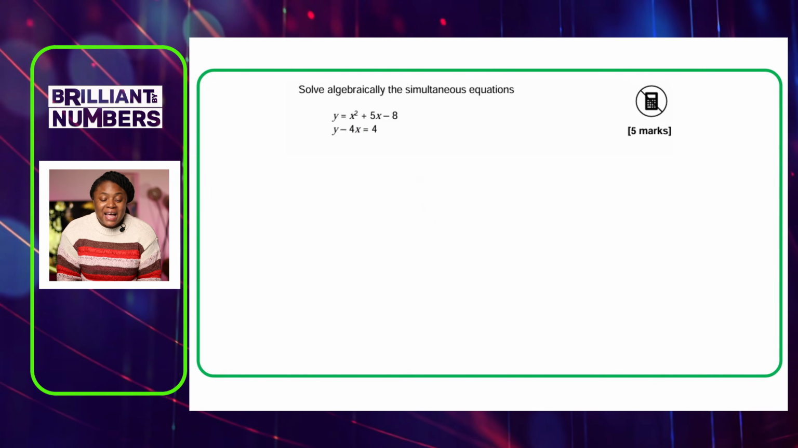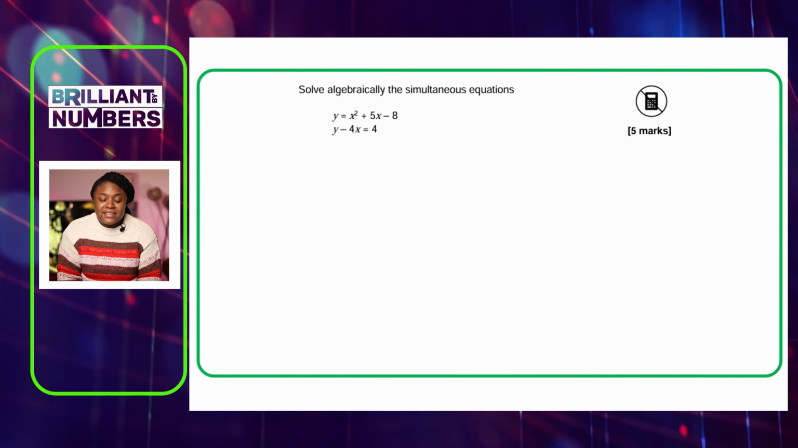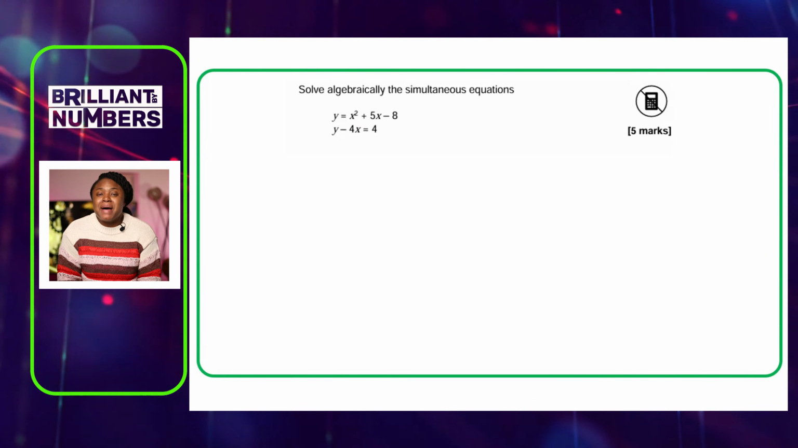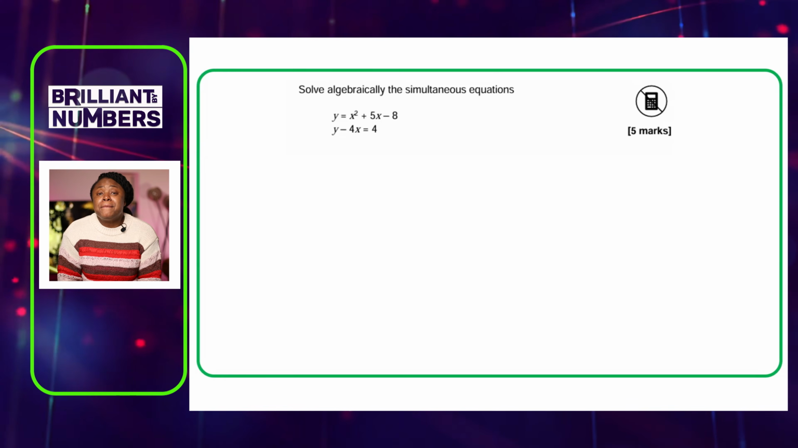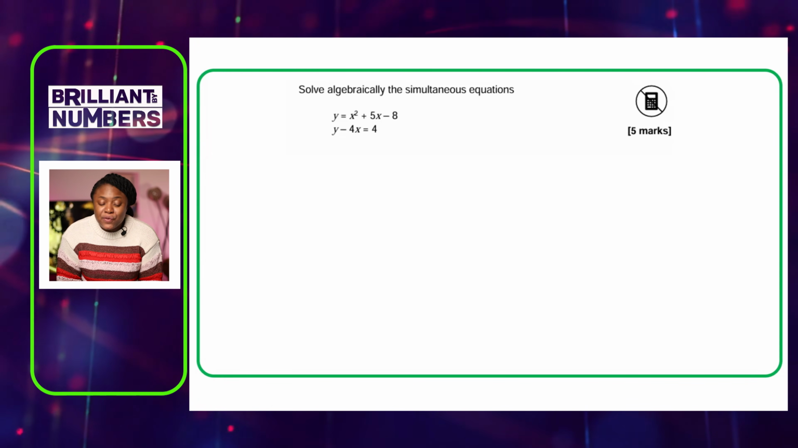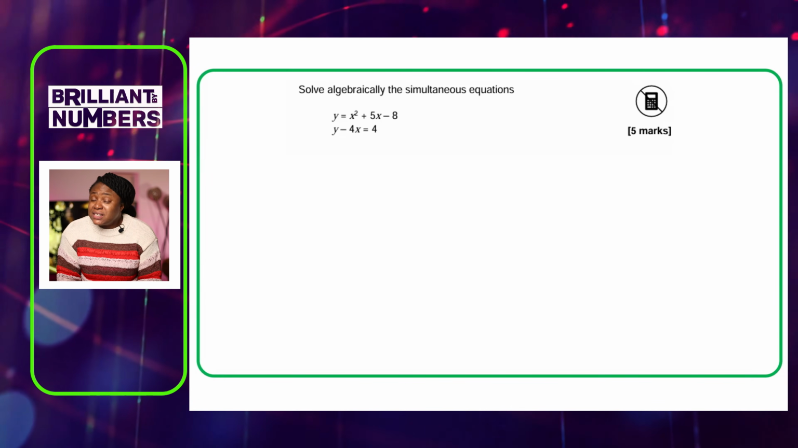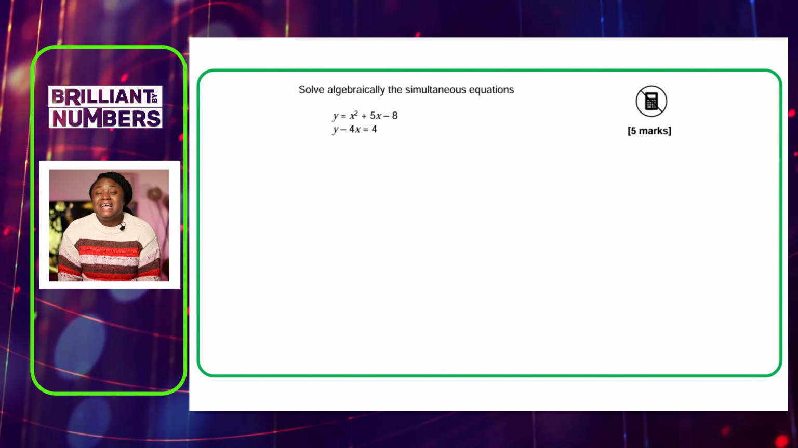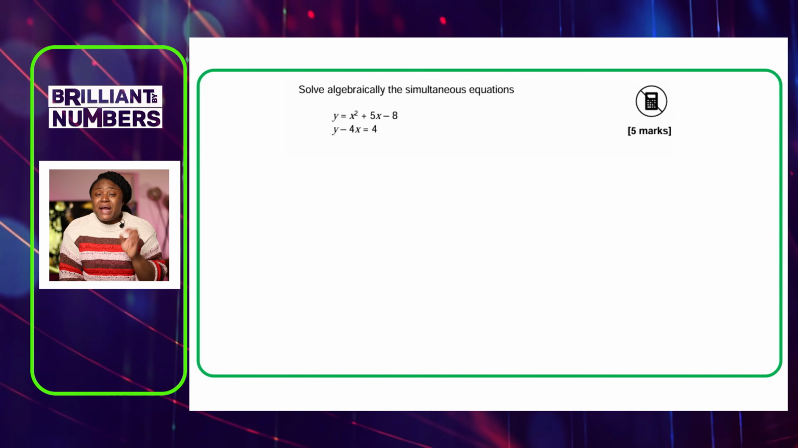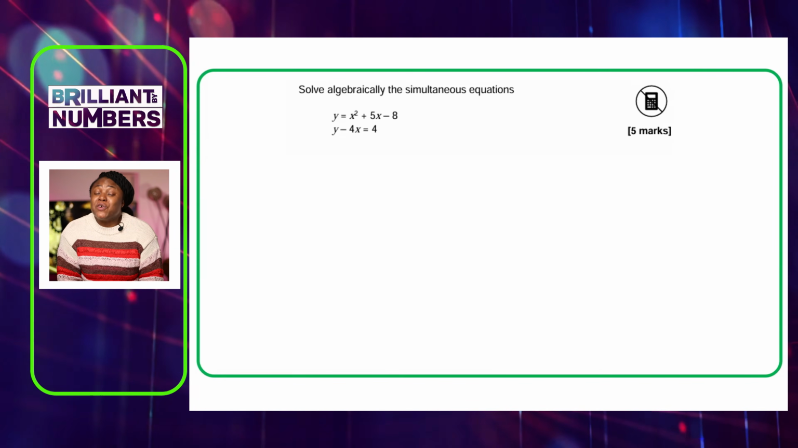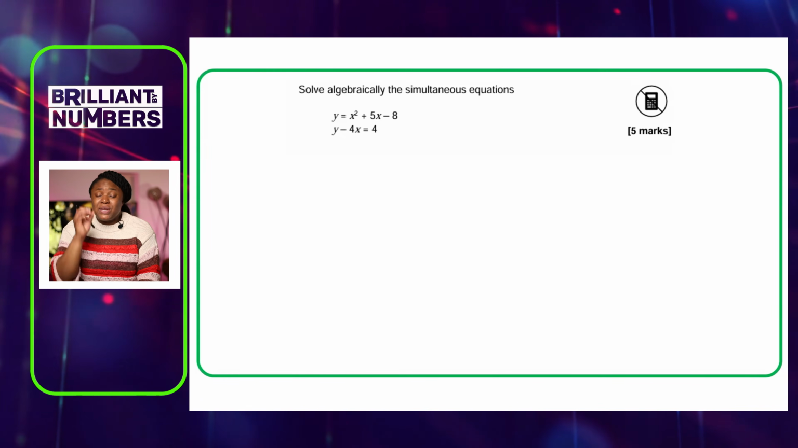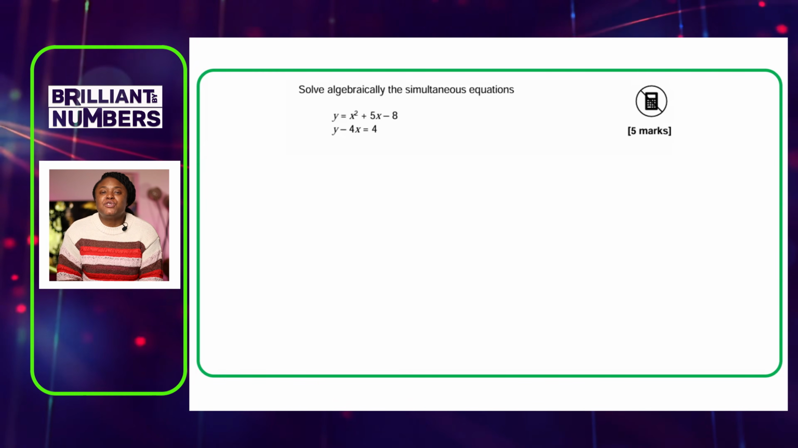So in this question, we're asked to solve algebraically the simultaneous equations y equal x squared plus 5x minus 8 and y minus 4x is equal to 4. Now, if we notice here, one of our equations is a quadratic while the other is a linear. Now, when we've got this situation, we've got to use the substitution method, not the elimination method. We have to use the substitution method.